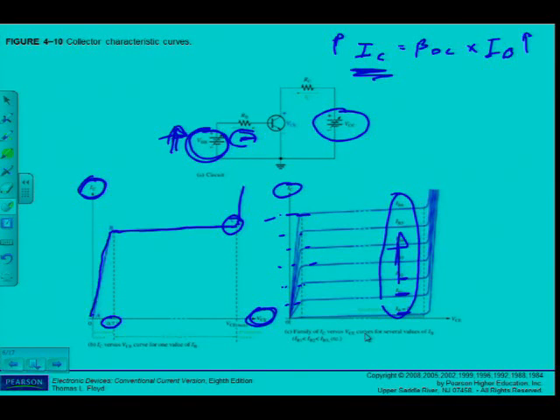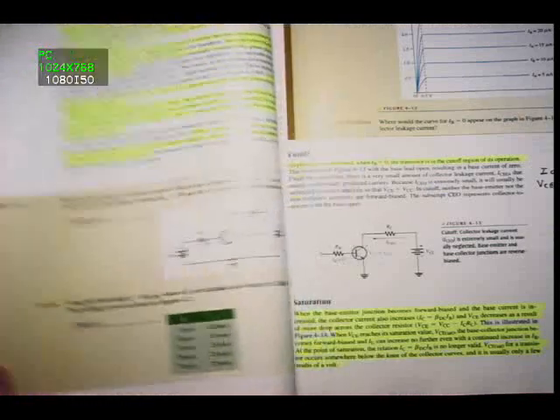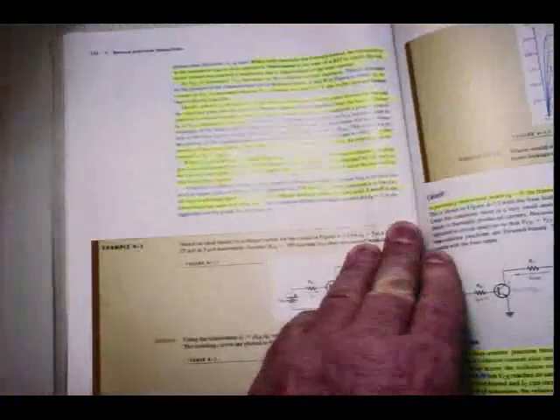Another point, of course, when IB is equal to 0, if there is no IB, then IC will also be equal to 0, and I can see that the transistor will be switched off, which we will call cutoff. It is discussed in your textbooks. You can read through it there. It starts on page 171, and I've marked it on the next page.